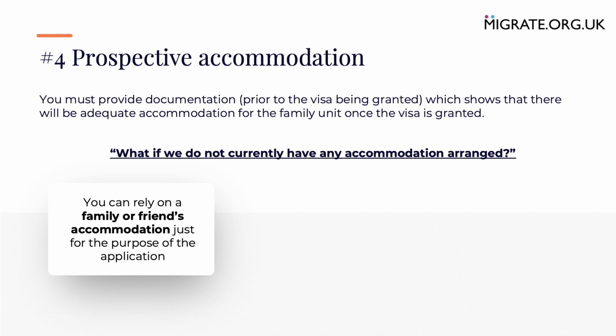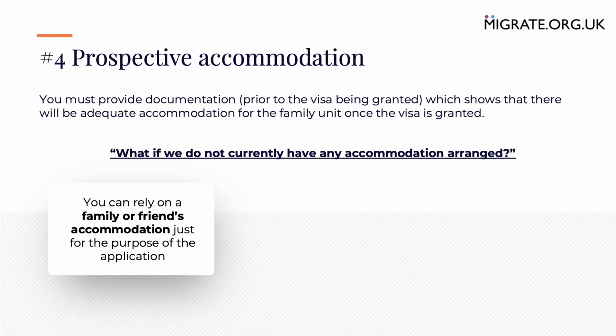There are several pros to this approach, such as: 1. You will not have to tie yourselves down to a financial obligation. 2. There are often no additional costs associated with relying on a family or friend's accommodation. 3. A family or friend is likely going to be willing to help you by providing the required documentation. And 4. For those who are making an out-of-country application, this will allow both of you to view and decide properties in the UK which you would both happily live in.